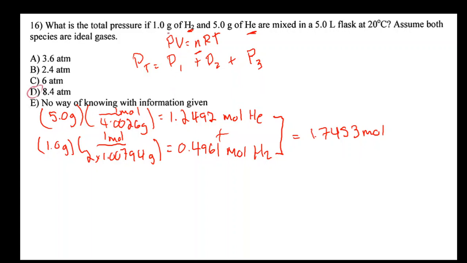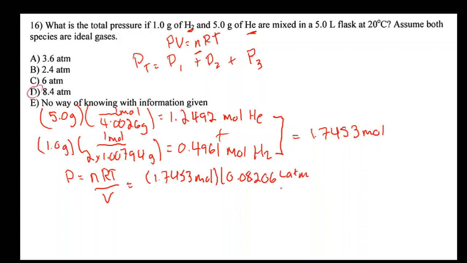So in this case, we want to figure out the pressure, so we'll isolate the pressure in the equation and divide both sides by V. So then we'll get pressure is equal to nRT divided by V. So then we'll just fill in our numbers. So our moles was 1.7453 times R, our gas constant, which is 0.08206 liters atmospheres per mole degree Kelvin, times our temperature.